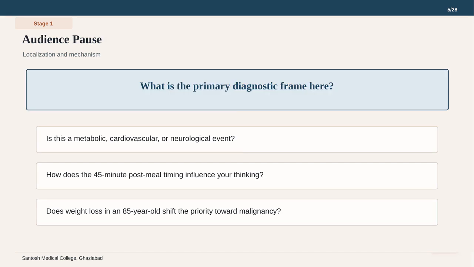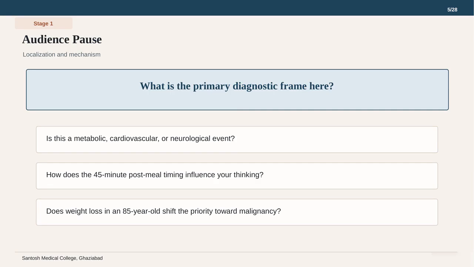Looking at the 3 questions stacked on this screen, we need to establish our primary diagnostic frame. The first box asks whether this is fundamentally a metabolic, cardiovascular, or neurological event. A sudden loss of consciousness in an elderly patient often points to the heart or brain, but the prodrome suggests otherwise. The second box highlights the 45-minute post-meal timing. How does that specific window influence your thinking?